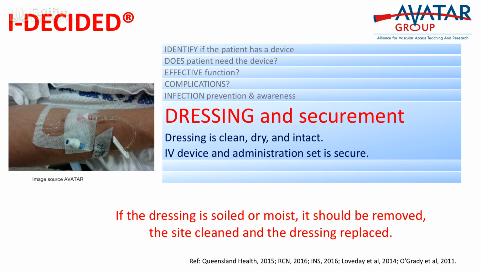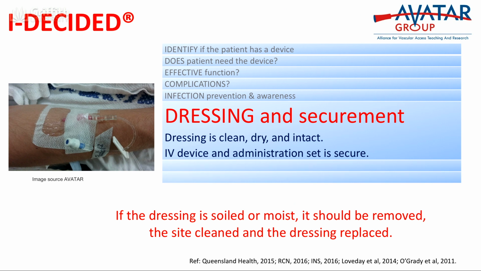The D stands for dressing and securement. So the dressing needs to be clean, dry and intact. The IV device and administration set needs to be secure. So if there's any problems with dressing and securement, it needs to be addressed because this is a source of potential infection for the patient.